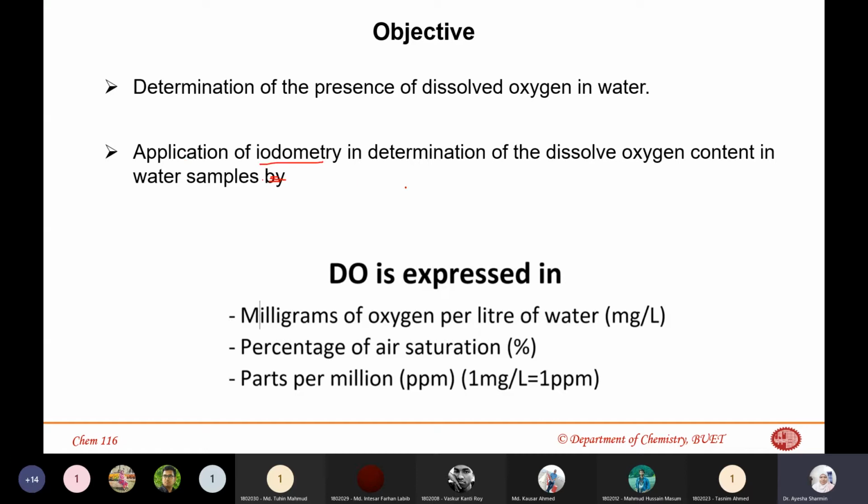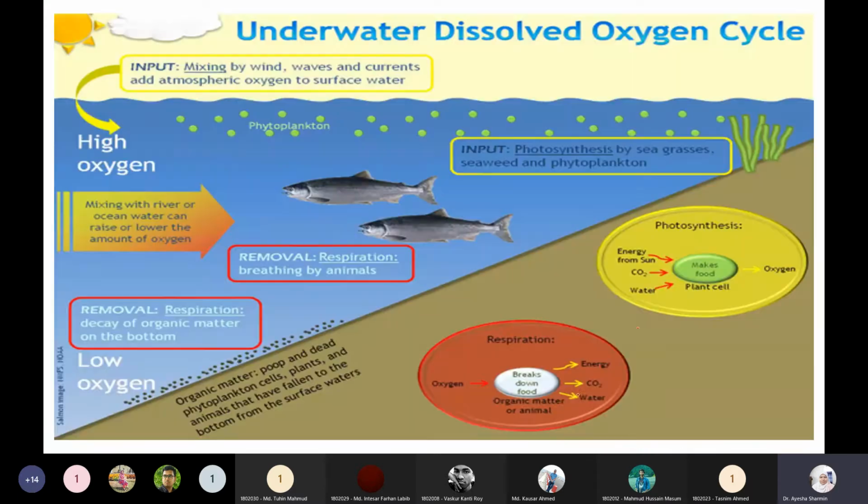Okay, iodometry. And the dissolved oxygen, in short form written as DO, is expressed in terms of milligram of oxygen per liter, that is mg per L, or percentage of air saturation, which is not used that much for our purpose. However, the one which is used commonly is the ppm, or 1 milligram per liter. Okay, so these two are the same thing, it's just the definition of ppm.